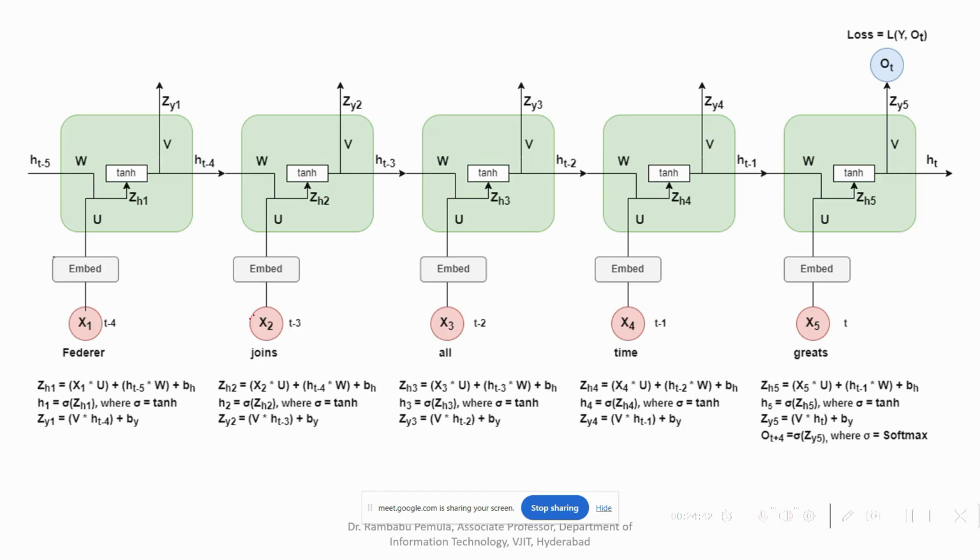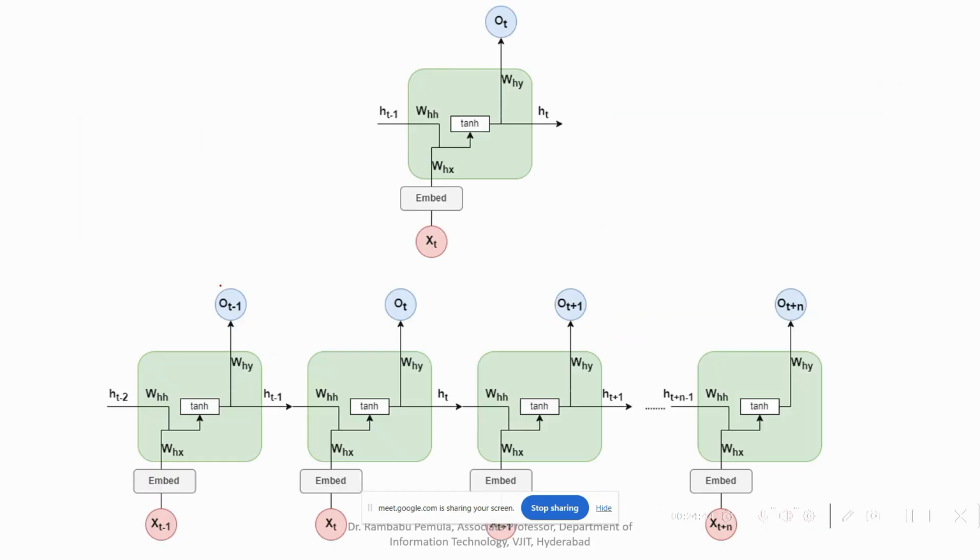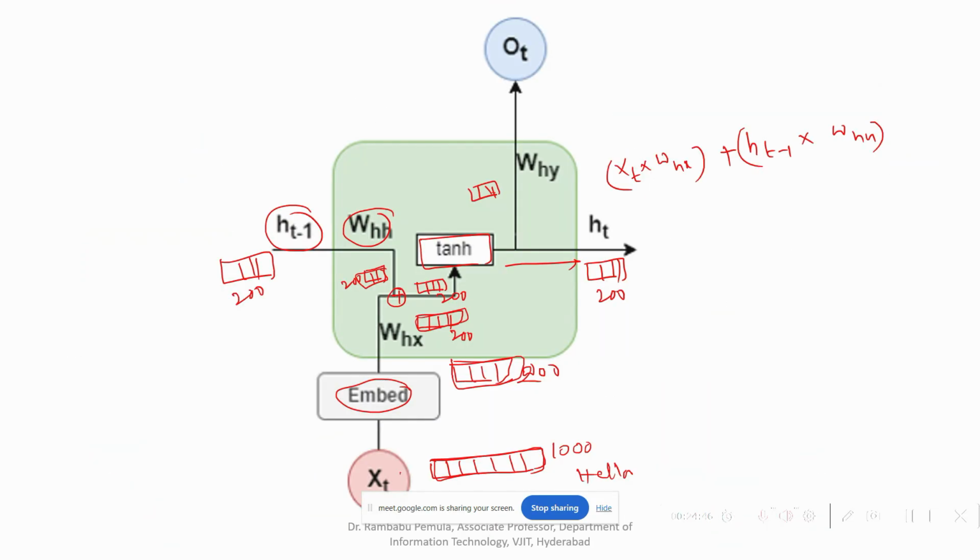See this one. How do we get the OT value? OT is equal to the tanh value, whatever the tanh is there, multiplied by WHY. We get the output as OT, and that OT is nothing but the output at time t. Like that, in all the cases you have to apply this forward propagation.